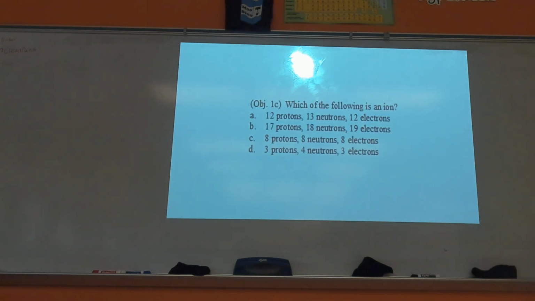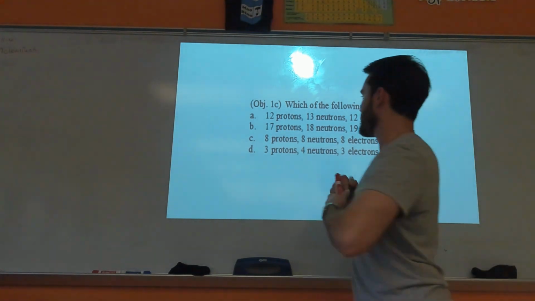Now then, you're looking at this problem. You're like, that looks like a Snagit. I wonder where he snagged it from. I don't know. Whatever was objective 1c might be from your test. But either way, the question says, which of the following is an ion? So what do we think?